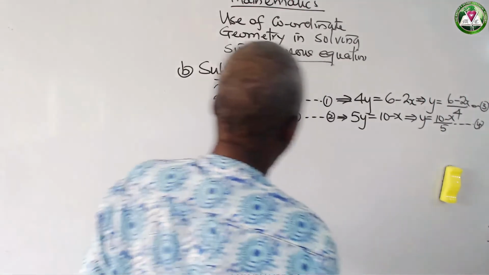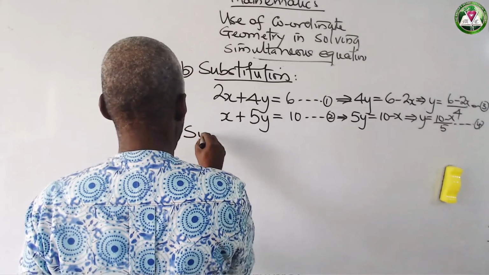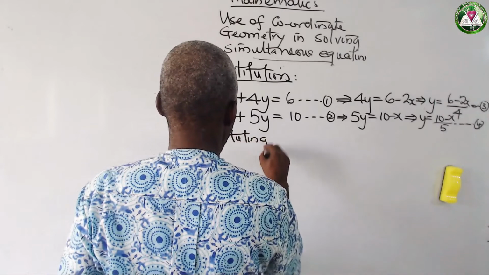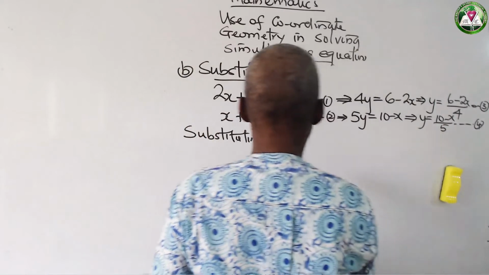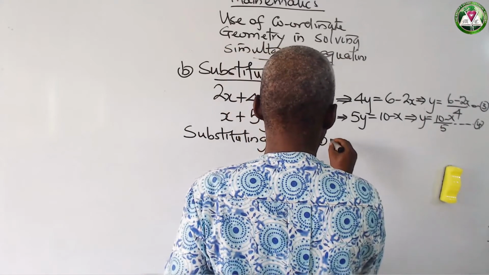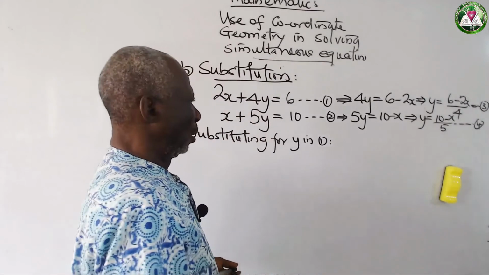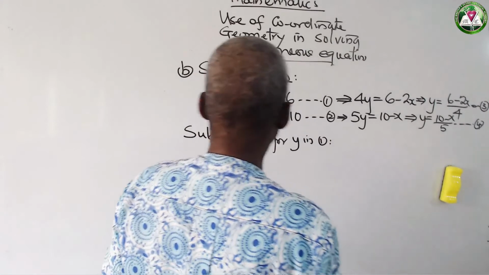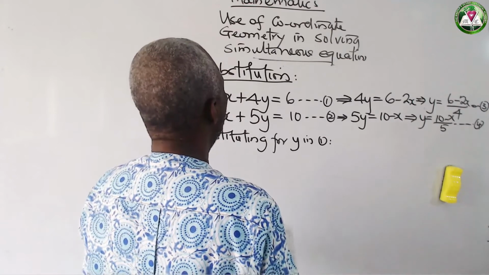Okay, let me take 4 on 1. I write here, substituting for y in equation 1 using equation 4. You see how we write it so that the whole thing becomes very easy for you to follow. We are not writing an essay where you'll be writing everything. You use short form to denote what you have. So if we do that, what happens now?